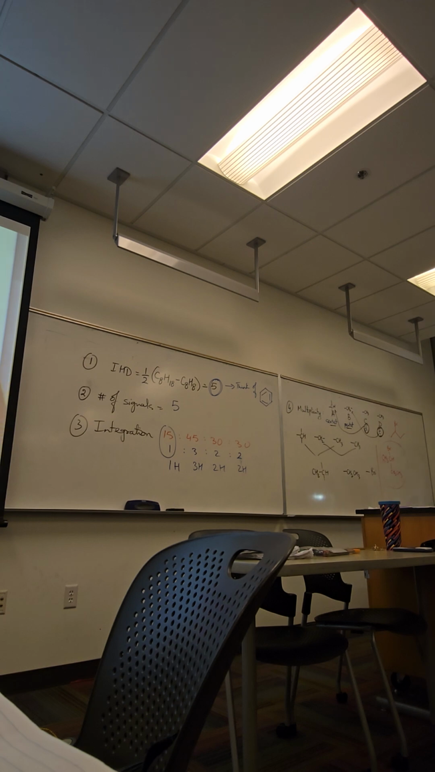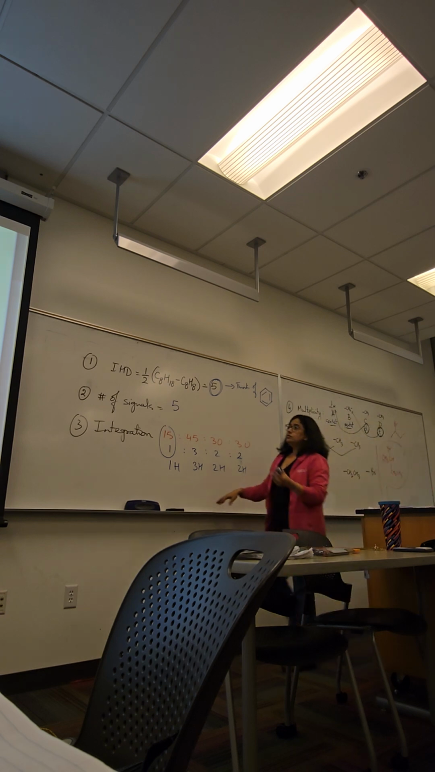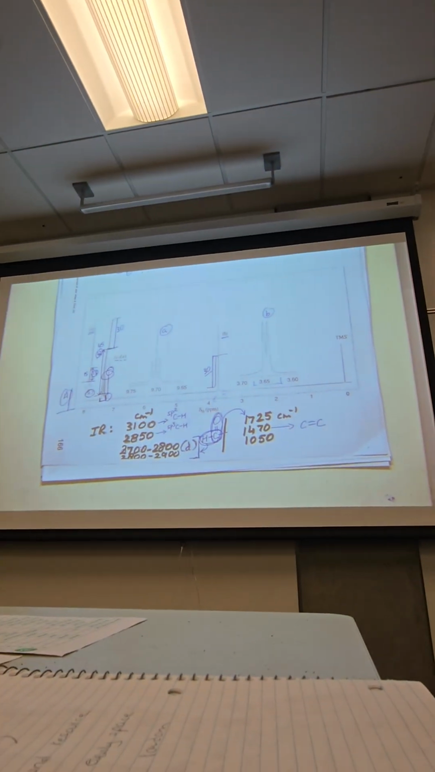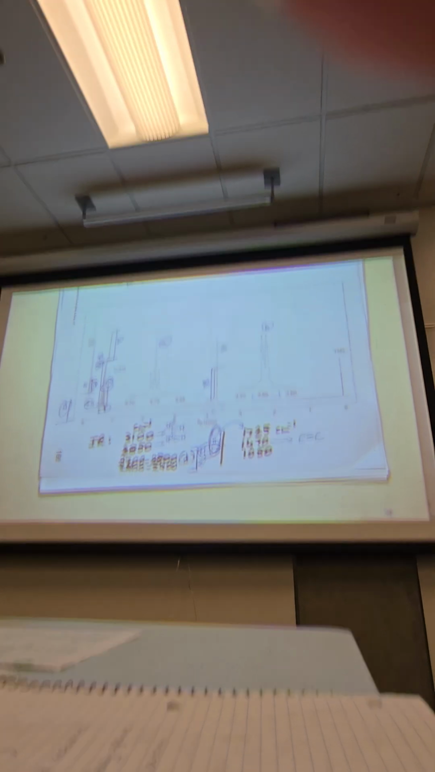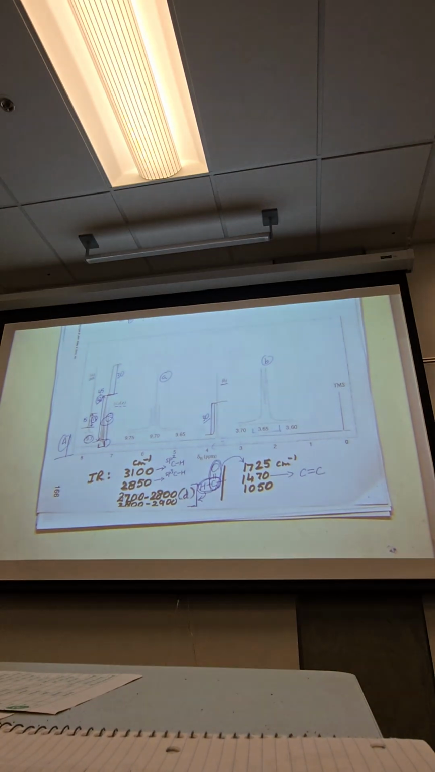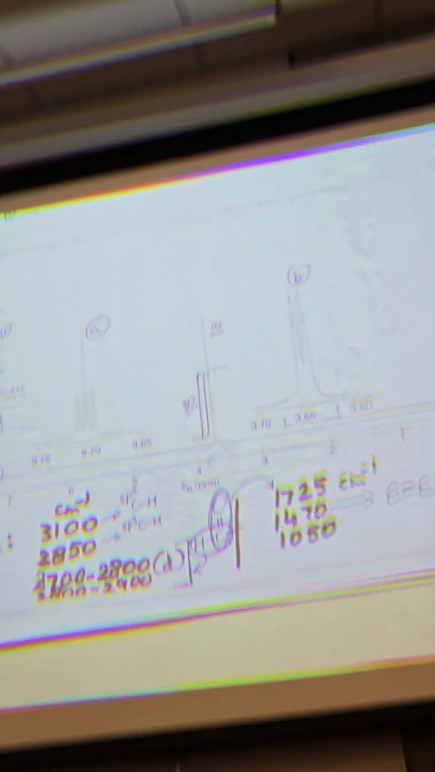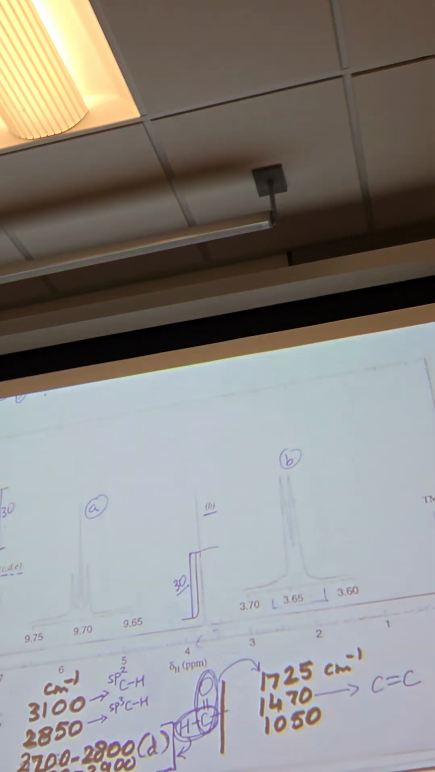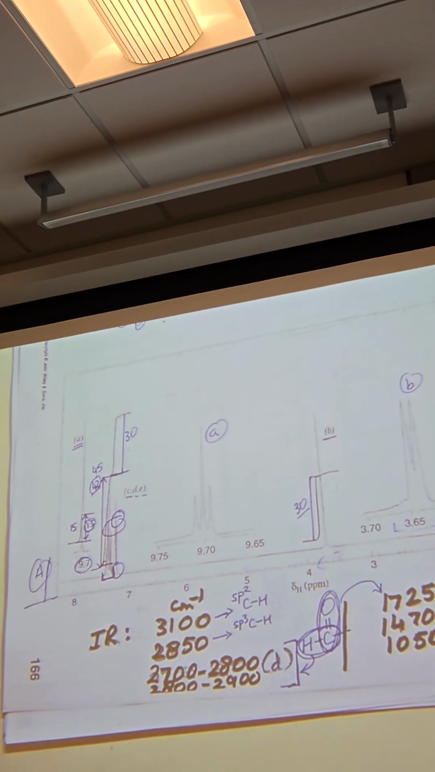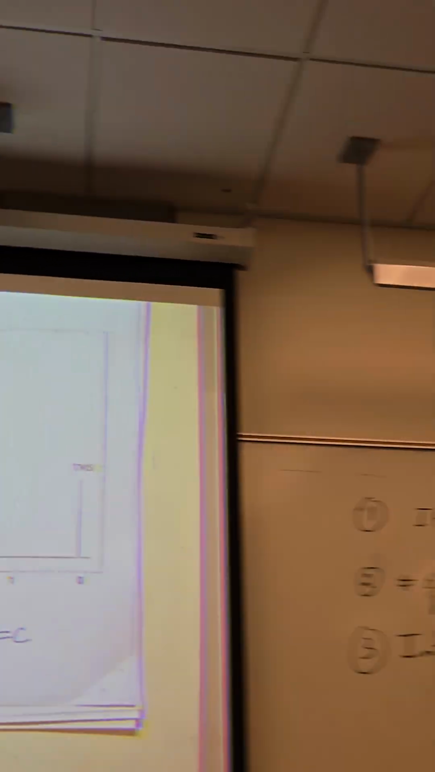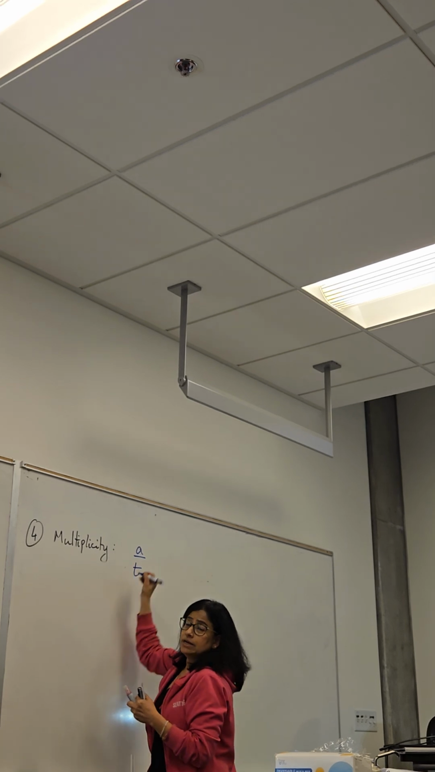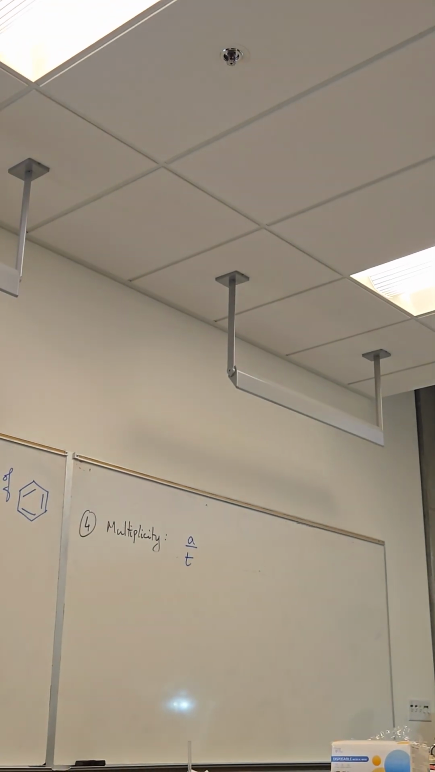Now let's look at multiplicity really closely. I need to erase this. Let's start with the leftmost signal. What's the multiplicity for that? A is between 9.65 and 9.75. So let's start with A. What is the multiplicity? Triplet, right? Triplet. Because please notice that signal around 9.7 is being zoomed here.